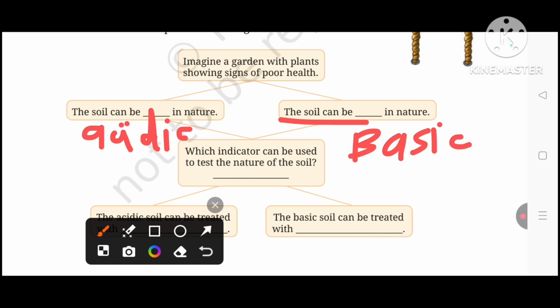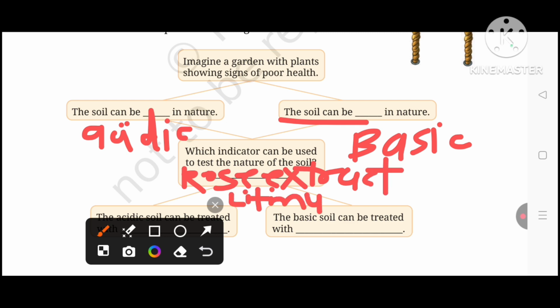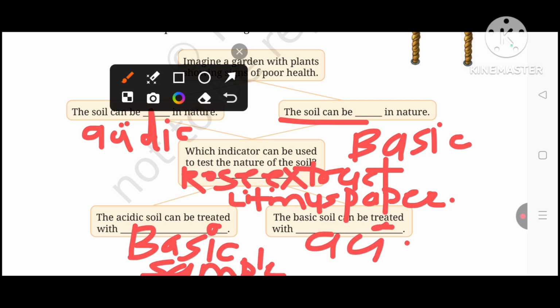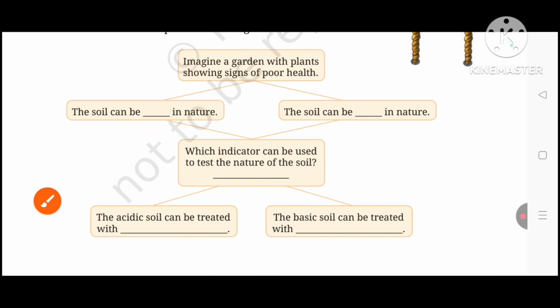There are two indicators. One is red rose extract, which can be used as an indicator, and also red or blue litmus paper, another indicator. So we can write both: the rose extract and the litmus paper. Acidic soil can be treated with a basic sample, and basic soil can be treated with an acidic sample. So these are the possible examples for filling the blanks.